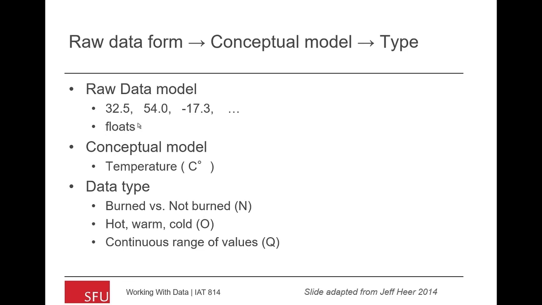You can then transform those temperatures into one of three possible types. One type is nominal, which is kind of silly, but is burned versus not burned. Let's say you're talking about the kindling point of paper. Everything below some limit is not burned, and above that limit, above 451 degrees Fahrenheit, whatever that is in Celsius, that is burned. Another data type could be ordinal, where you have cold, warm, and hot, where hot is greater than warm and warm is greater than cold.